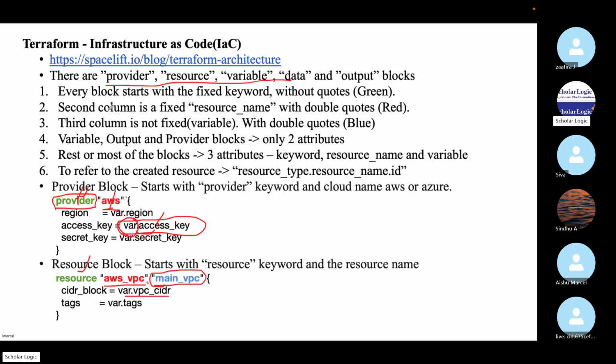So the second column is fixed, and the third column is a variable based on your own definition. It can be main_vpc, my_vpc, my_first_vpc, anything it can be, but you should not keep any space. You should always use an underscore.